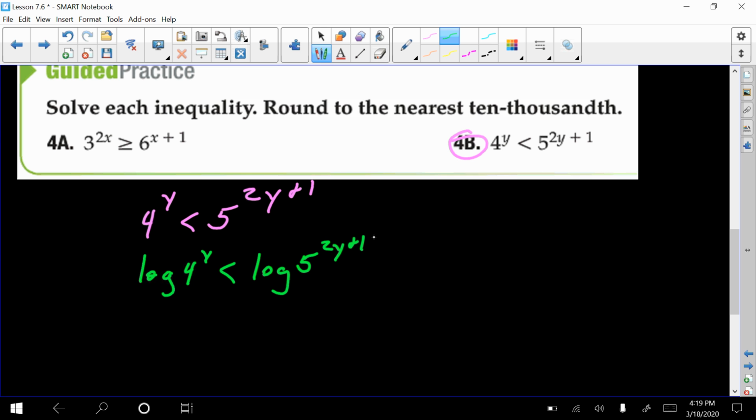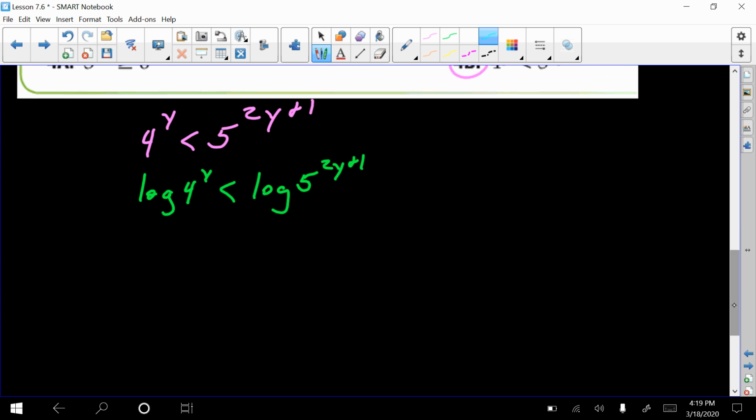And what that allows us to do now, remember, one of our properties allows us to take our exponent and move it out front. So on both sides, I can move this y out front, and I can move this 2y plus 1 to the front. So now I have y log of 4 is less than (2y plus 1). Notice how I put that in parentheses. Log of 5.